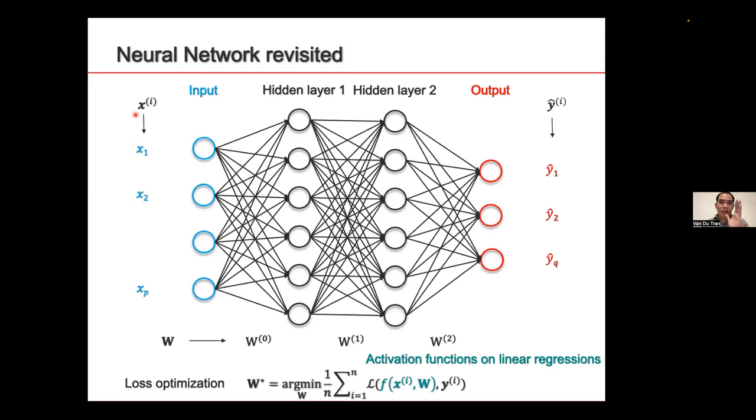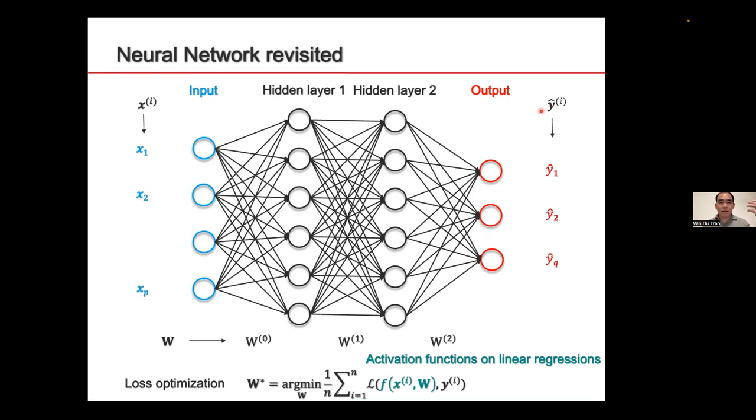Each node in the next layer is the result of an activation function on a linear regression of all the nodes in the current layer, which is defined by a weight matrix W here, and so on, up to the output Y hat i. So we have the input X and output Y. Once we predict the Y hat, the predicted value, we compare the Y hat and the observed value Y for every object i. Then we define a loss function.